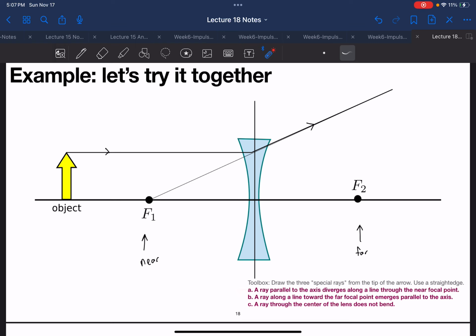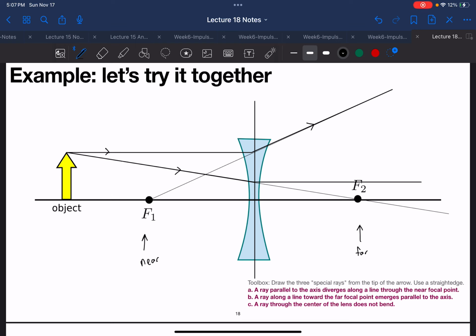That one's done. Second ray is a ray along a line towards the far focal point, and it emerges parallel. So this one's a tricky one. So we need a ray along the line that is towards the far focal point. So we're starting here, and I'm going to draw that line in a thin black color. So the line starts at the tip of the object and connects the far focal point. Okay, so the ray is incoming along here, and I'll draw the incoming ray in a darker black, and then it emerges parallel on the other side.